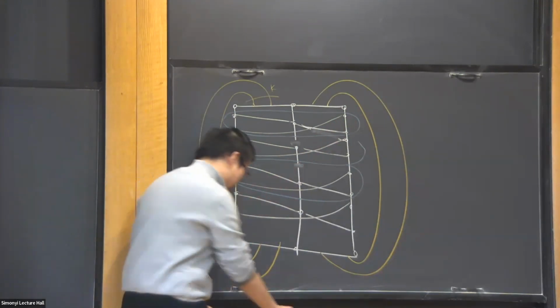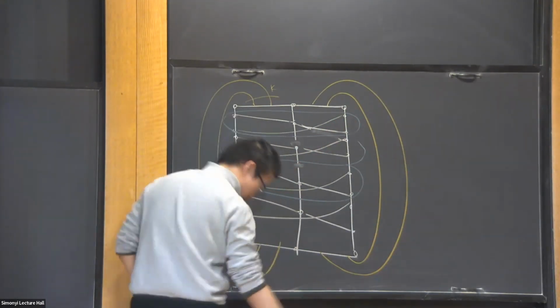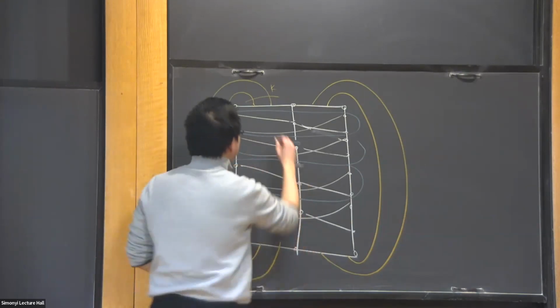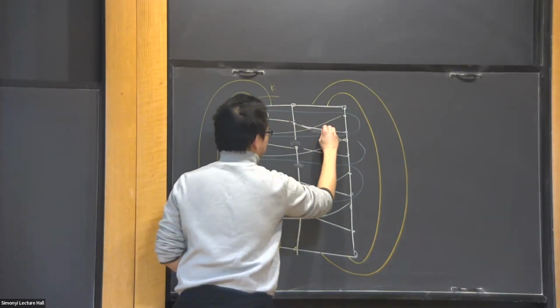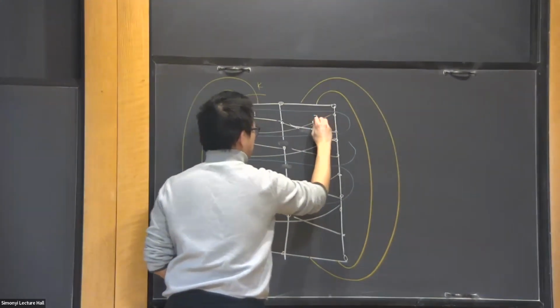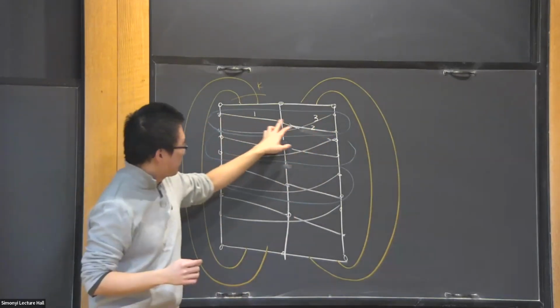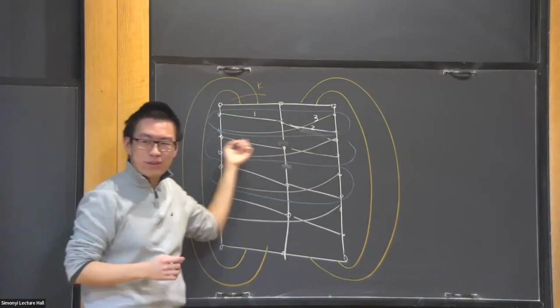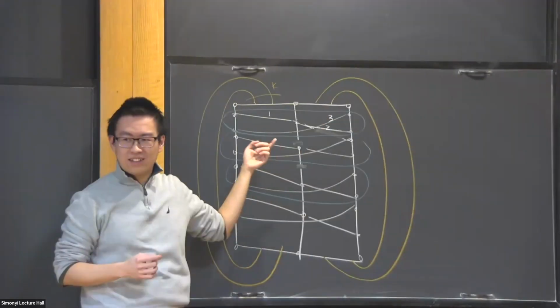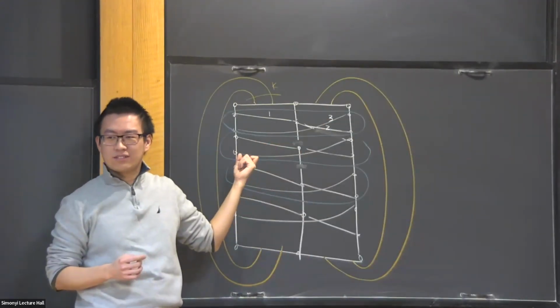So this is one edge. This is edge 2, this is edge 3. Edges 1 and 2 are short ones, and number 3 is the long one. And it is number 3 that causes crossings.